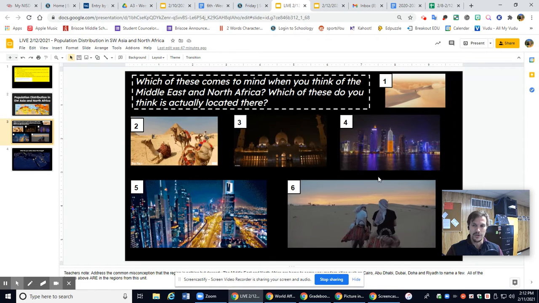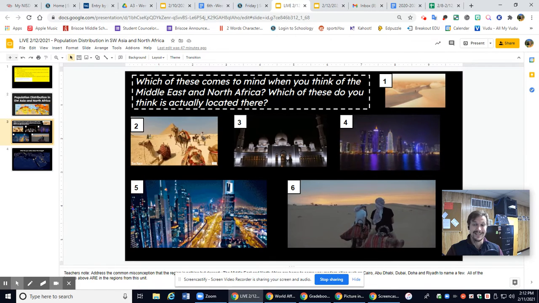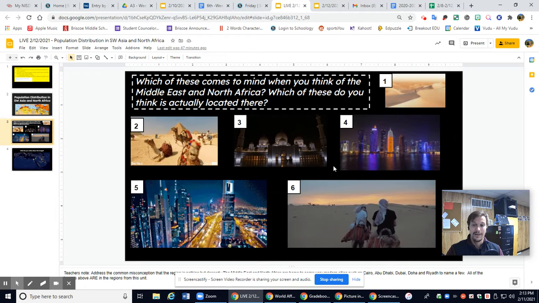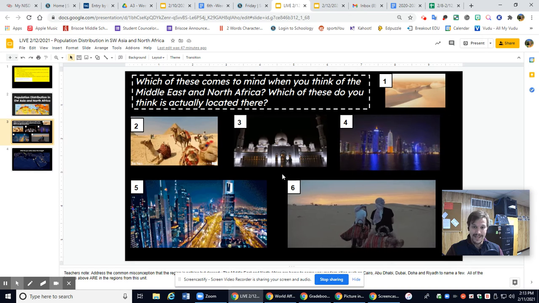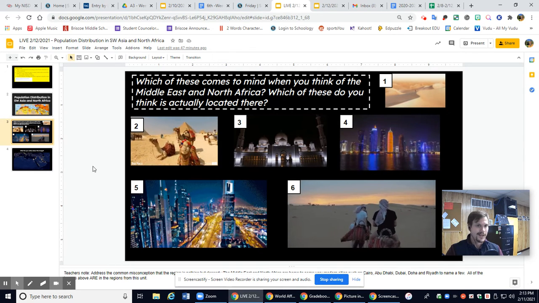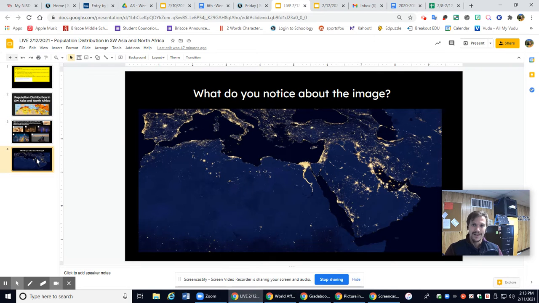They have major cities that rival cities in the United States, like New York City. They are very, very up to date. Not what you would think if you think they just live in the desert. That's not accurate at all. Okay, now this picture. What do you notice about the image?